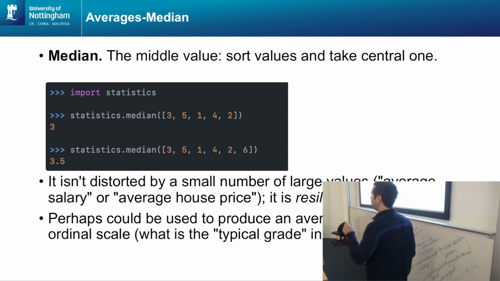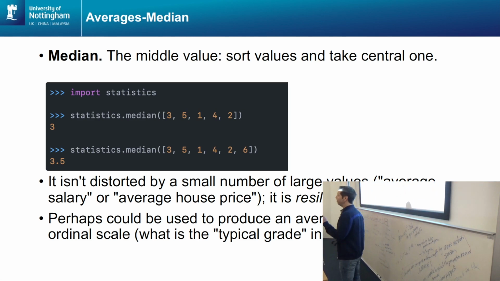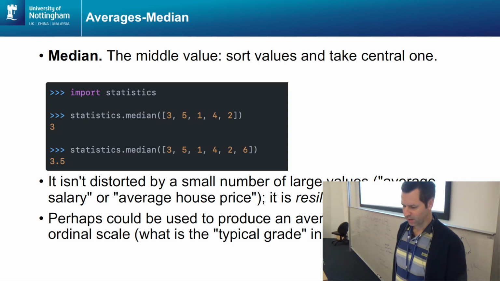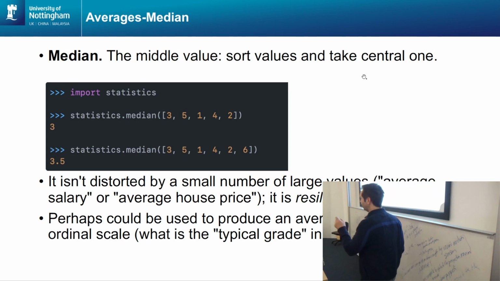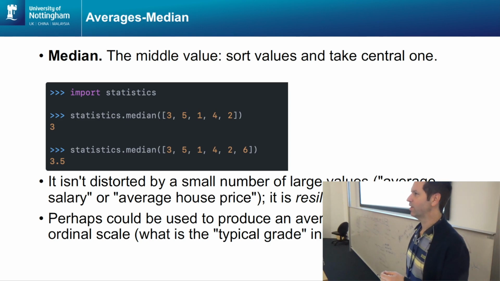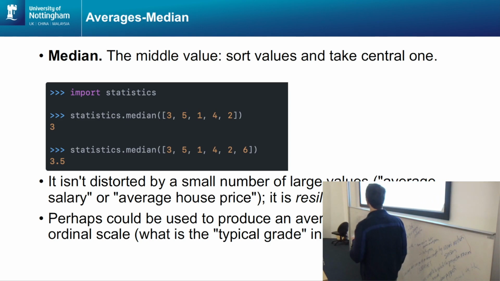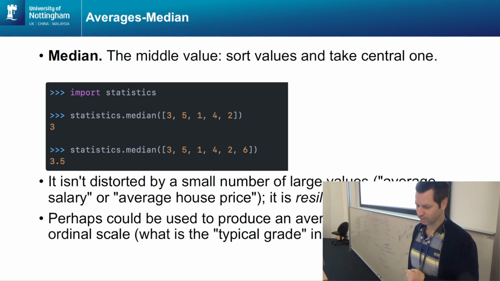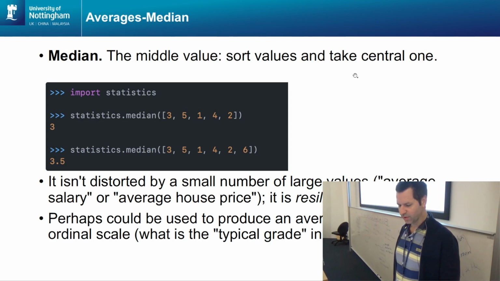Another representation of the middle of a data set is the median, which is related to the average but not the same. It's the middle value after you sort the values. So you sort all the values and then you take the middle one. And that's the median. And that's probably a better representation of the central tendency of a data set than just the mean. It depends on the distribution, right? So this is not going to be distorted by a small number of outlier values, right?